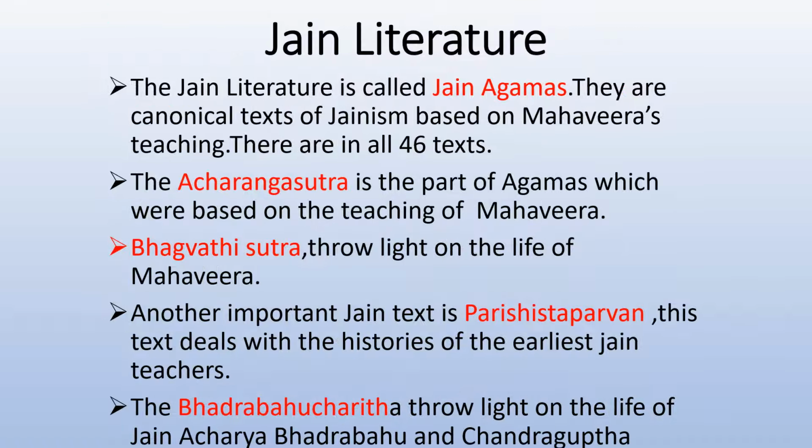Another important religious literature is Jain literature. The Jain literature is called Jain Agamas. They are canonical texts of Jainism based on Mahavira's teaching. There are in all 46 texts. The Acharanga Sutra is a part of Agamas which were based on the teachings of Mahavira.